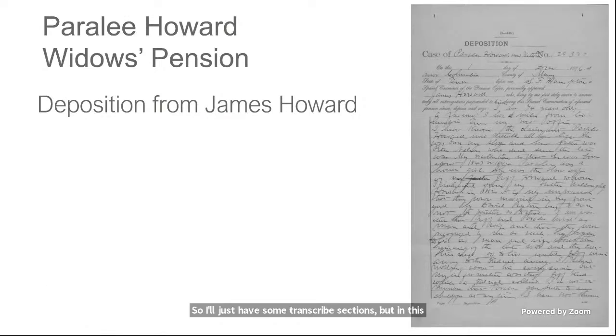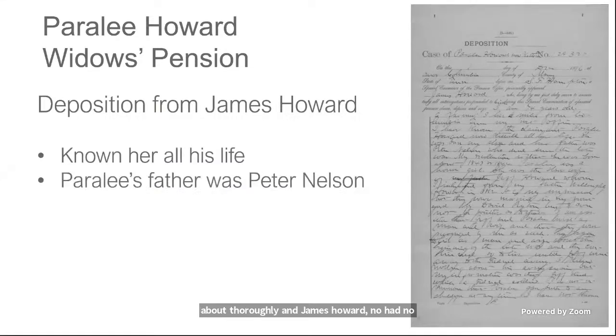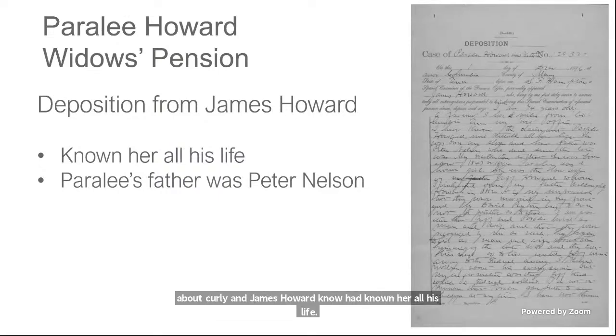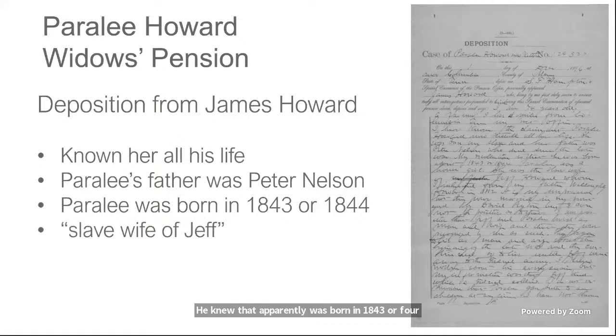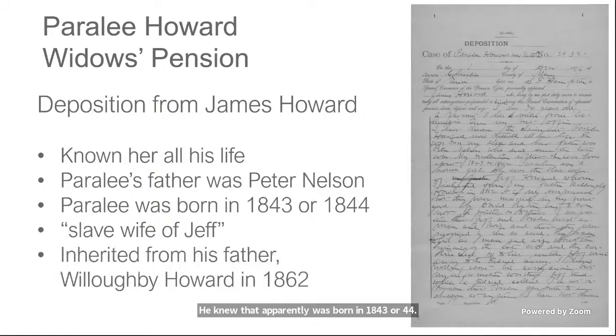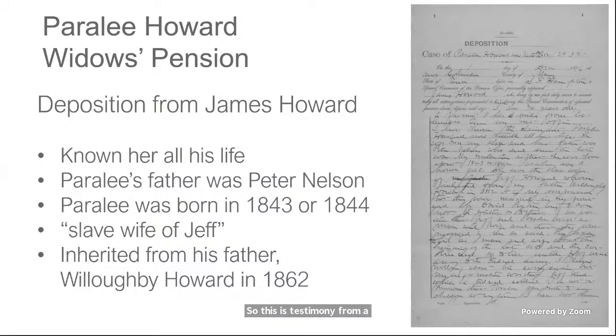But in this deposition of James Howard, we get a lot of information about Pearly. James Howard had known her all his life. He knew that Pearly's father was Peter Nelson. He knew that Pearly was born 1843 or 44, and that she was the slave wife of Jeff. And he is her former enslaver. He inherited her from his father, Willoughby Howard, in 1862 when Willoughby died. So this is testimony from a living previous enslaver who is helping her get her pension.